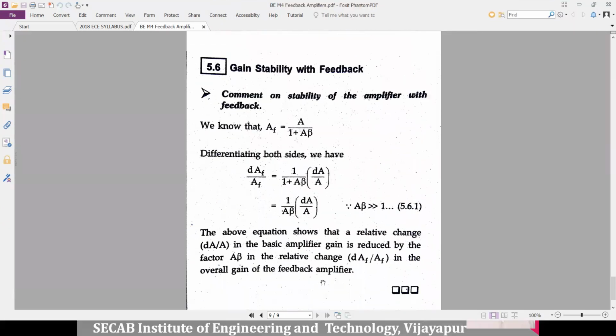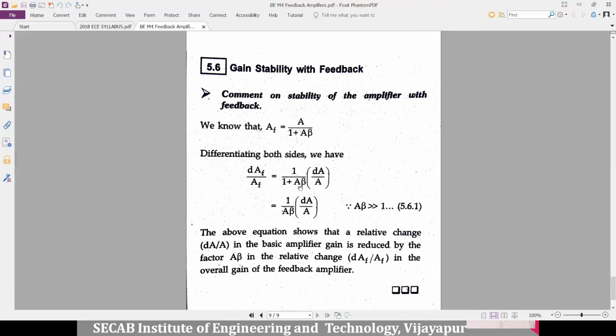Now, the last topic we have is gain stability with feedback. We'll be discussing how the gain is stable with feedback. From the previous discussion, the expression we have is AF is equal to A divided by 1 plus A beta. Now, let us differentiate this equation on both sides. We have d AF by dA is equal to 1 divided by 1 plus A beta, and differentiating A with respect to A.